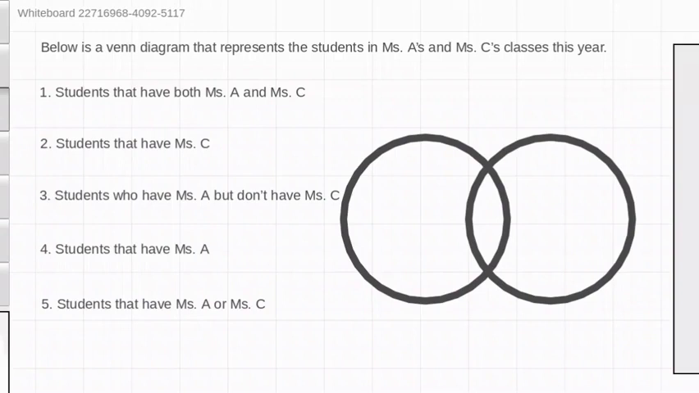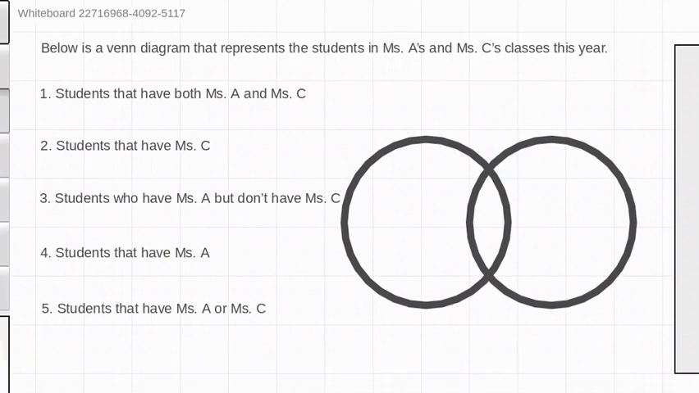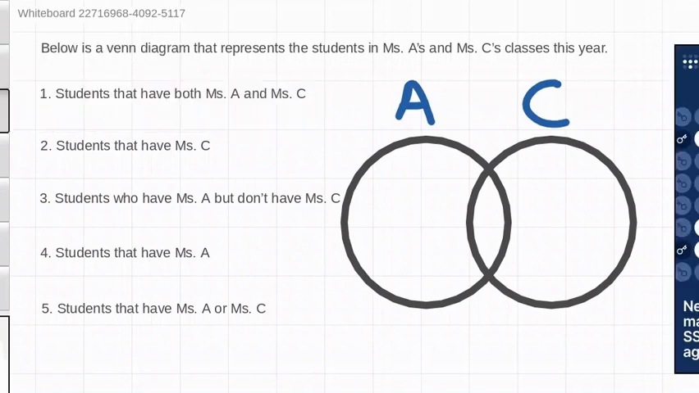So sometimes we have to study or analyze Venn diagrams based on certain characteristics. Normally we do this with overlapping Venn diagrams. So let's practice. Below is a Venn diagram that represents the students in Miss A's and Miss C's classes this year. Let's label our Venn diagram. The left will be A, the right will be C. Students that have both Miss A and Miss C would be in the middle since they're being shared.